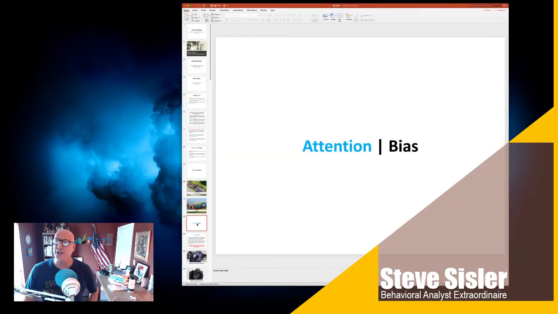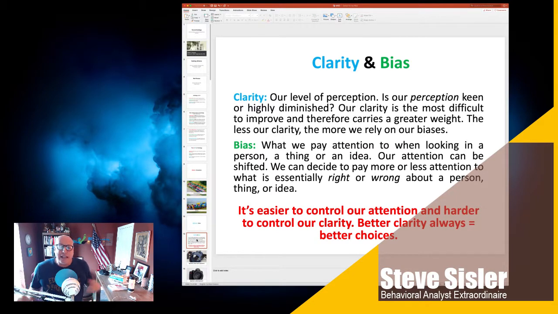All right, let's talk about attention bias. Clarity and bias. Clarity, our level of perception, which is what we were just talking about, is our perception keen or is it highly diminished? Are we seeing everything about what to do and when to do it? How much of it can we see? Oh, we could do this, we could do that, we've got all these options. Or is our view very diminished? I don't know, if we don't do this, I don't know what else to do.